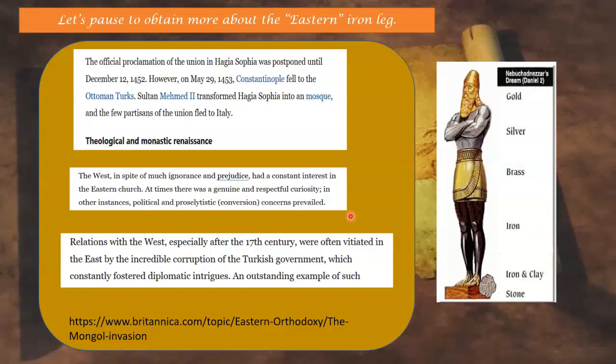And these are just excerpts from this link from Britannica about the Eastern Orthodoxy, the Mongol invasion. So these are just clips. The West, in spite of much ignorance and prejudice, had a constant interest in the Eastern Church. At times, there was a genuine and respectful curiosity. In other instances, political and proselytistic conversion concerns prevailed. Relations with the West, especially after the 17th century, were often vitiated in the East by the incredible corruption of the Turkish government, which constantly fostered diplomatic intrigues.